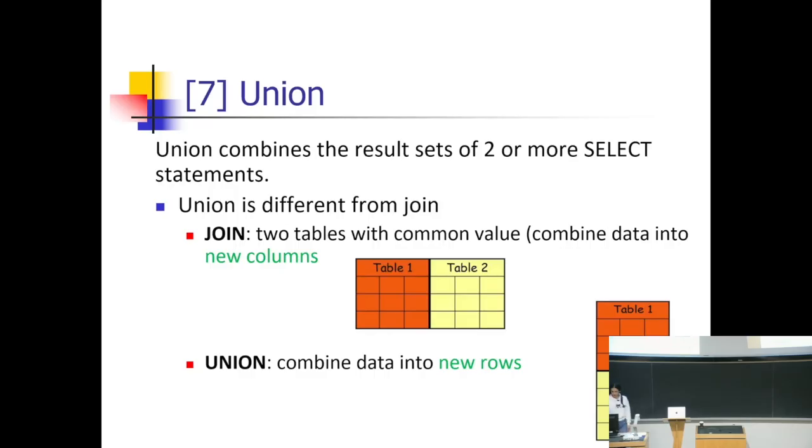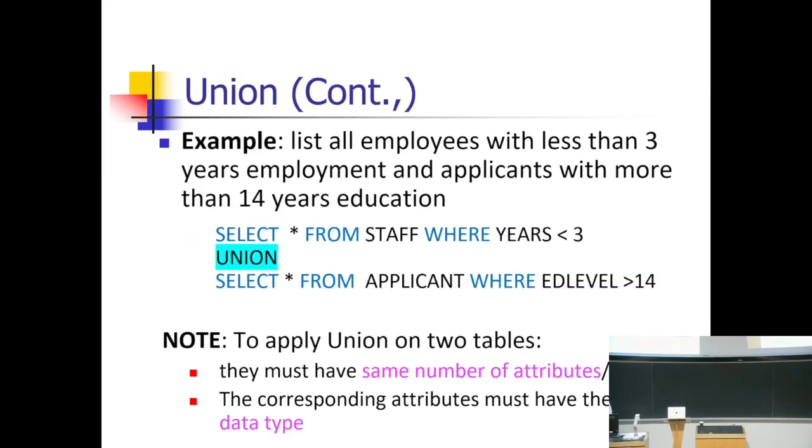So what are the conditions? As the picture suggests, the two tables that you're using for union should have the same number of columns, right? Because the result of your query is always a table, and that table should have a fixed number of columns. You can't have a table like this. Let's say it starts with this number of columns, and then at some point it has more columns. So this is not a correct table. So the two tables should have the same number of columns.